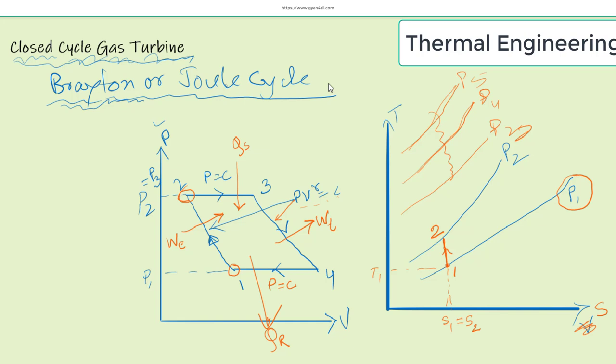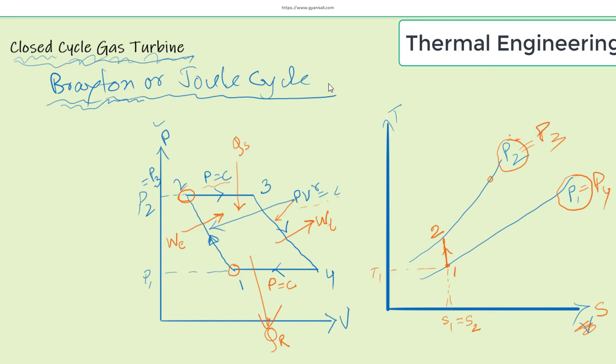Now next, what is the thing? The pressure remains constant during this. So during heat addition, it will go along this line, pressure P2. Because of the heat addition, the temperature increases but the pressure remains constant, P2 equal to P3, and P1 equal to P4. That we'll know. Now temperature increases to T3, okay?